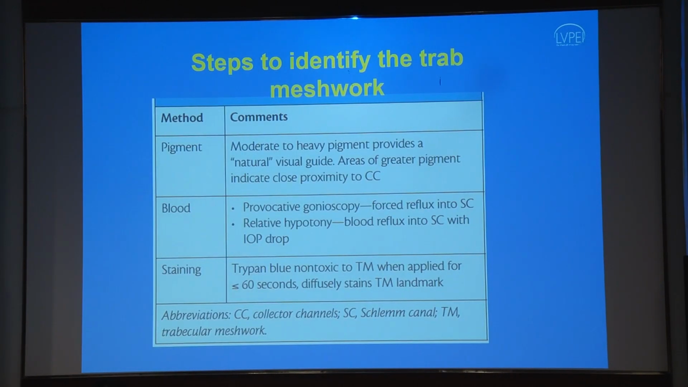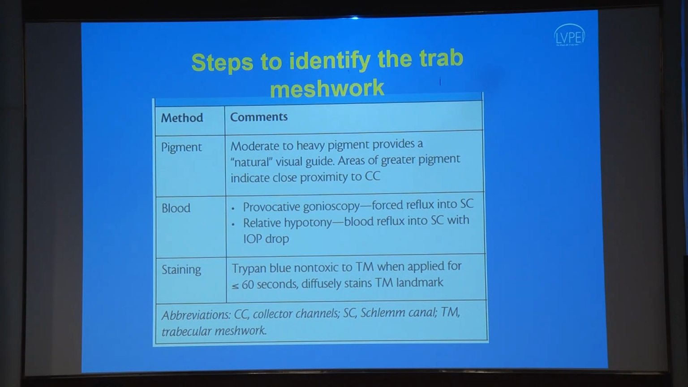Intraoperatively, what are the steps or the tricks to identify the trab meshwork? Based on the pigmentation, like in pigment dispersion syndrome or pseudoexfoliation glaucoma, moderate to heavy pigmentation provides a natural visual guide. And there are other techniques like staining with trypan blue, which in less than 60 seconds, is non-toxic and diffusely stains the trabecular meshwork. And also by reflux of blood into the Schlemm's canal, or by causing hypotony, you can do a provocative gonioscopy and force the blood into the Schlemm's canal and have a view of the angle.